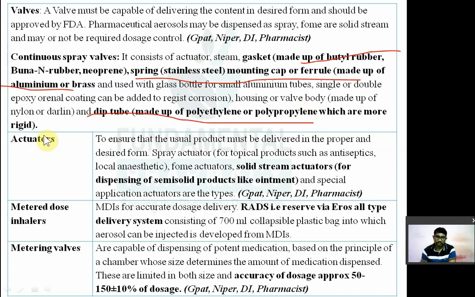Okay, remember this. Now first one is the actuator. So what is the role of actuator? To ensure that the product must be delivered in the proper and desired form. Actuator का काम क्या है?